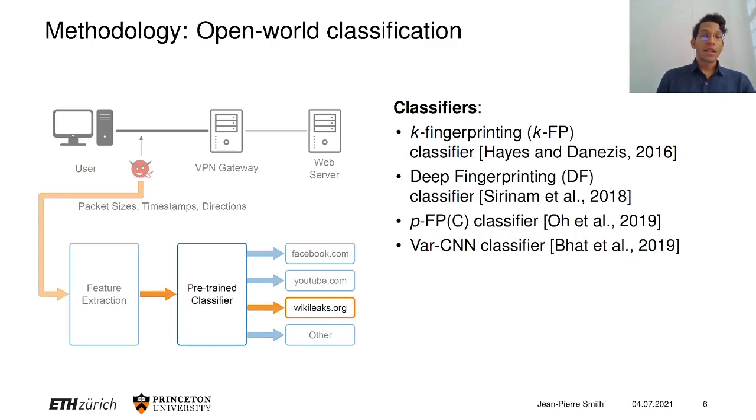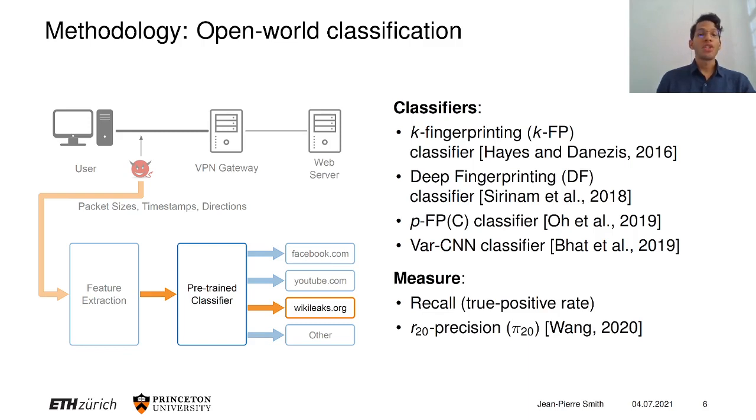Now, for the classifier itself, we use the KFP, DF, PFPC, and Varcinian classifiers, which are all modern website fingerprinting classifiers, the latter three of which are all deep learning classifiers, and therefore learn features from the raw data. This is effective in this setting where the traces belong to two different protocols, and therefore different features may need to be learned. For each of these classifiers, we measured recall, which is the fraction of the monitored samples which the adversary is able to detect, and precision, which is the fraction of those samples which the classifier claims to be monitored that are actually correctly labeled as monitored.